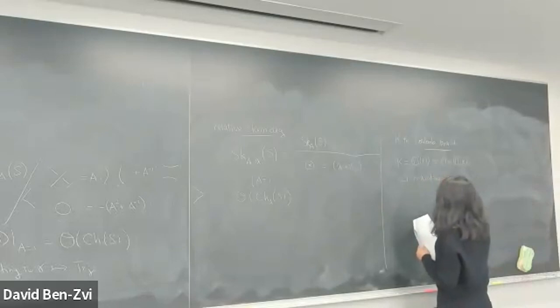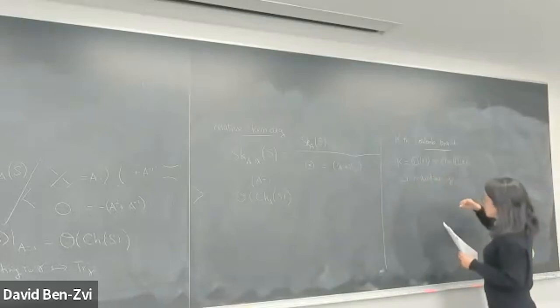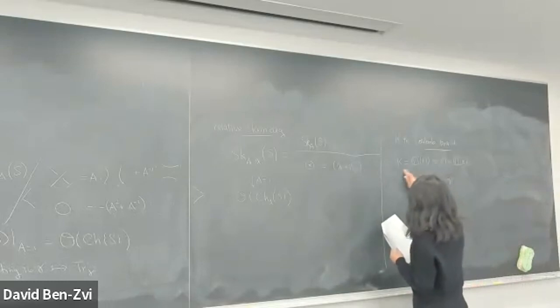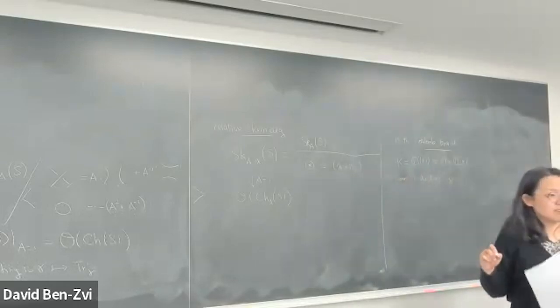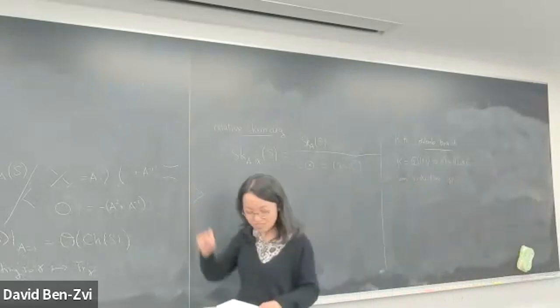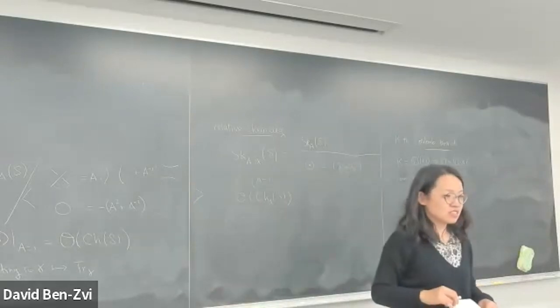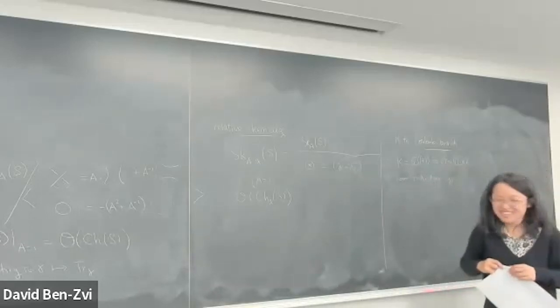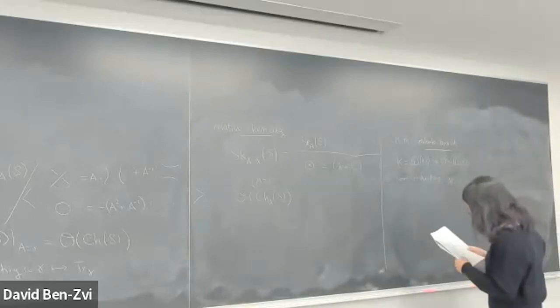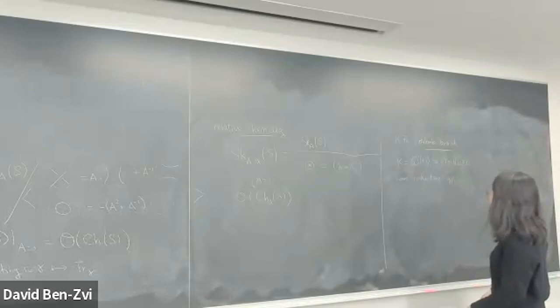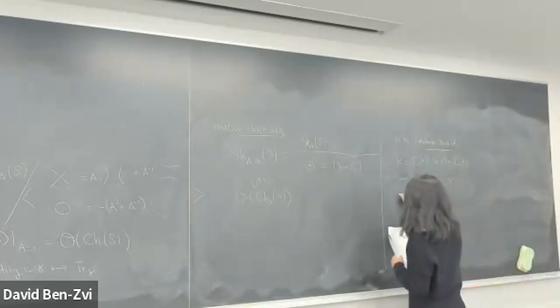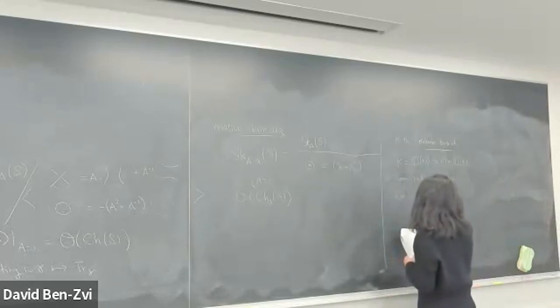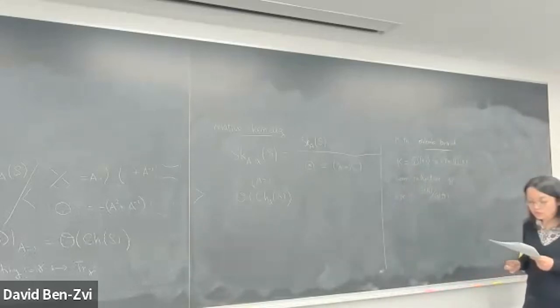Okay, I take G to be a connected reductive group. This comes from the representation of SL2. Okay, and then I'll consider the affine Grassmannian for this group, whose points are the same as G of K over G of O.